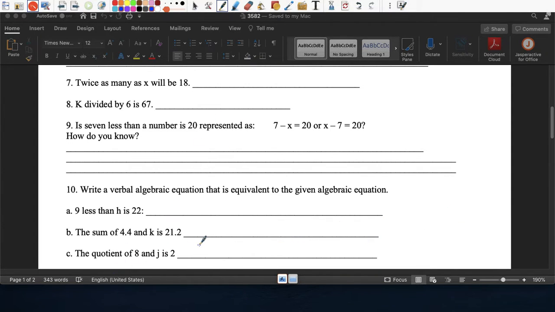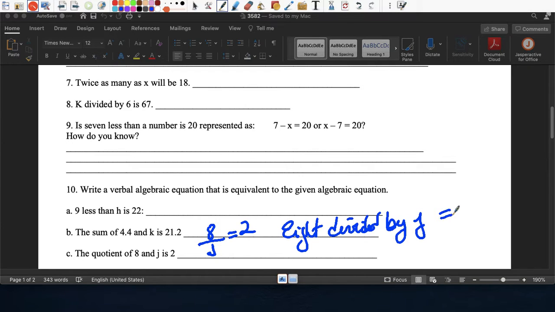Quotient, division. So division of 8 and j is 2. So we can write 8 divided by j equals 2. Sorry, is 2. Or if you want to write equals 2, that's okay too.